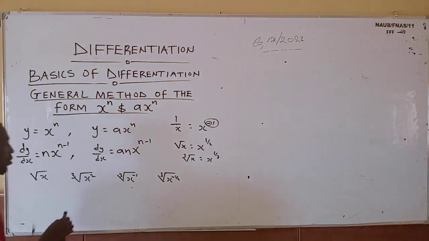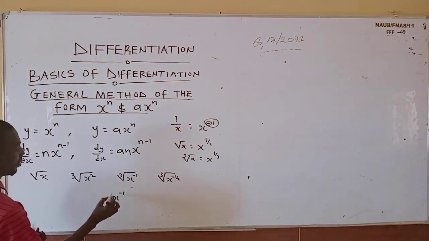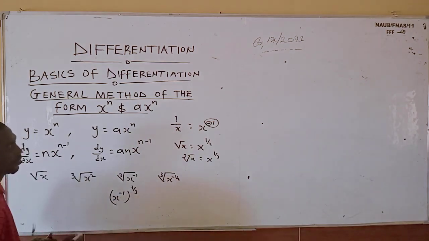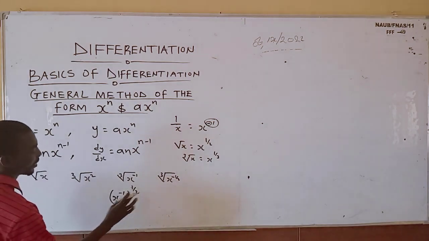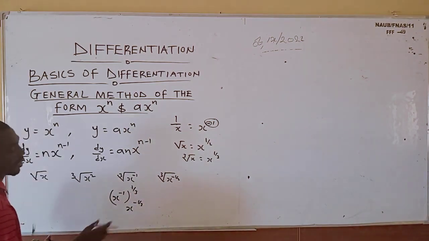Let's solve for the remaining 2. So s to the power of minus 1. This one is still the same thing as what? 1 over 3. Do you get that? Minus 1 times half is nothing but what? Minus 1 over 3. Can we differentiate it?